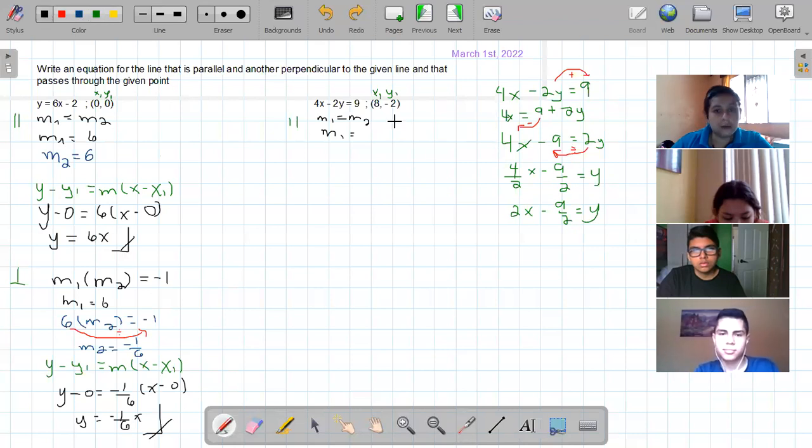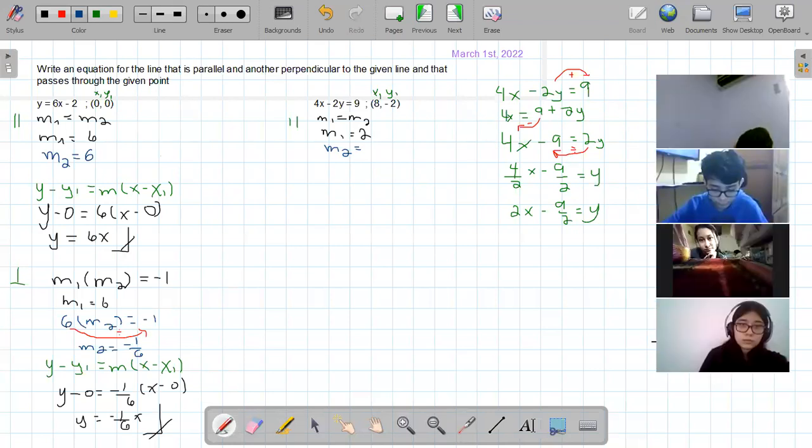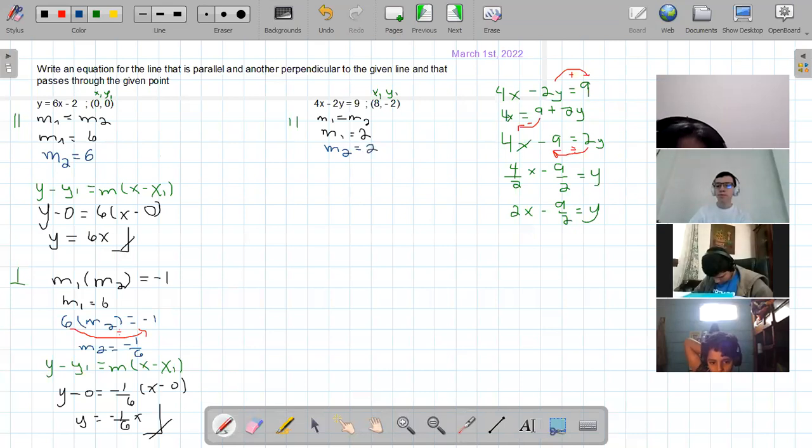Now, what is the slope then? What is the slope of this equation? What's the slope of this equation? -9/2. Are you sure? Positive 2. So 2. Positive 2, because the slope is always the number next to the variable x. So positive 2. So if M1 has to be equal to M2 and M1 is 2, how much is M2? 2. Very good.